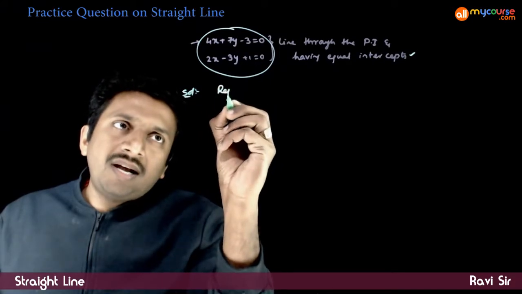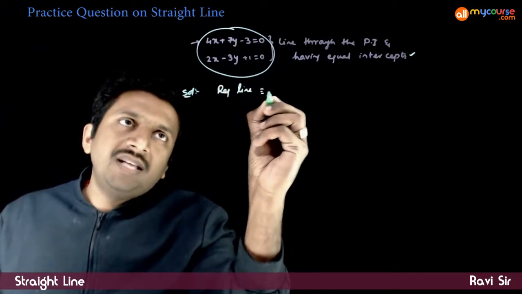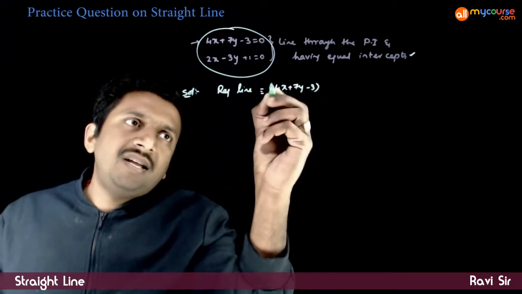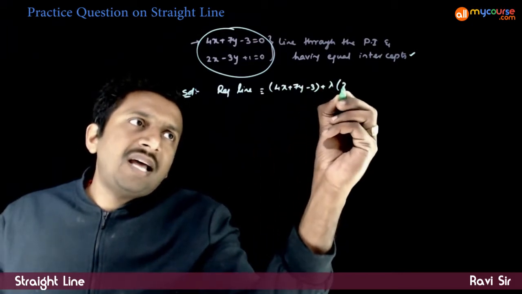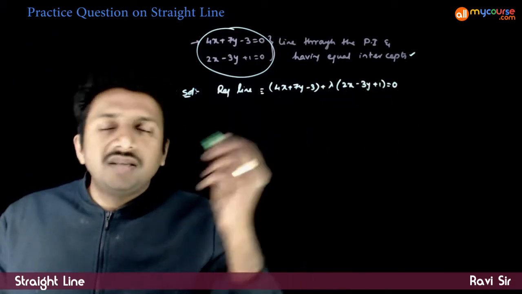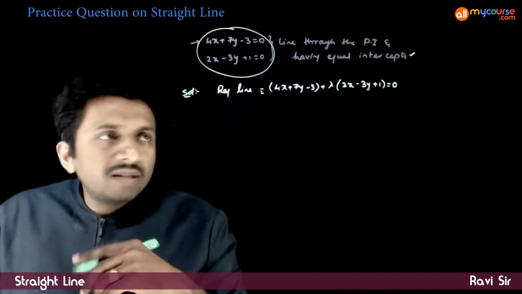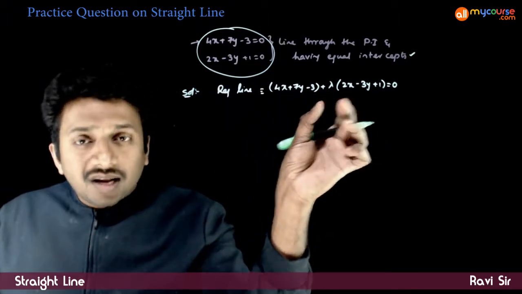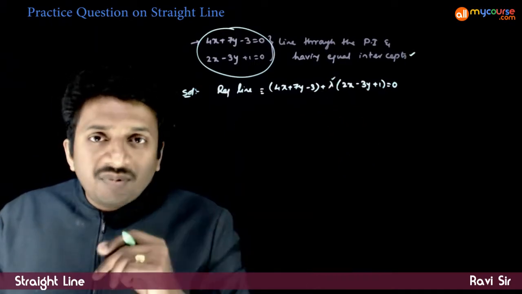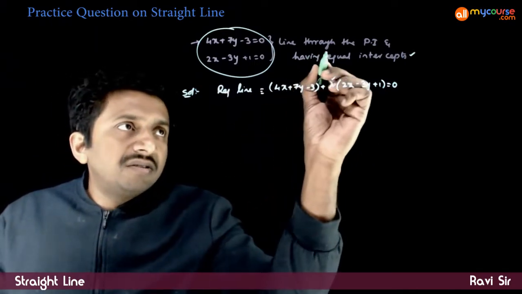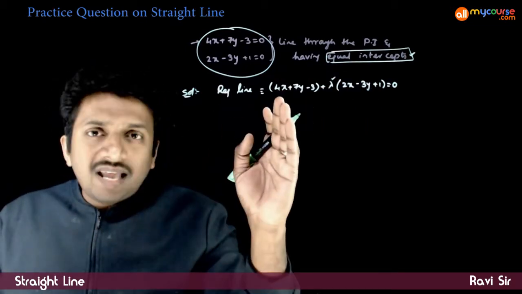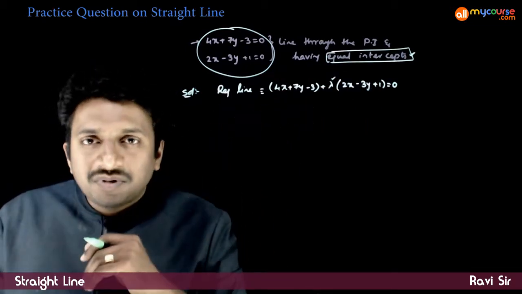So the required line can be assumed as 4x plus 7y minus 3 plus lambda times 2x minus 3y plus 1 is equal to 0. So this is the required line. This lambda can be found out using the given condition. So what is the given condition? This line should have equal intercepts.